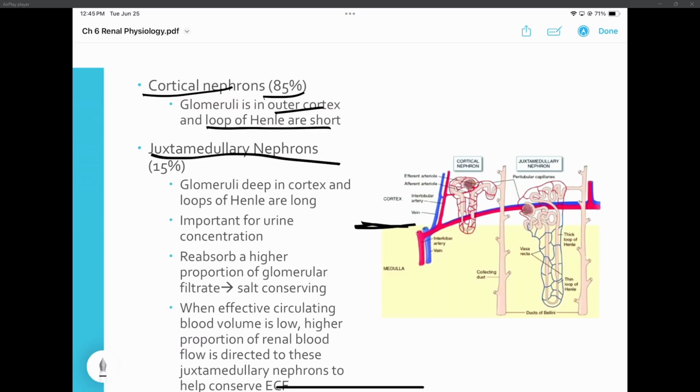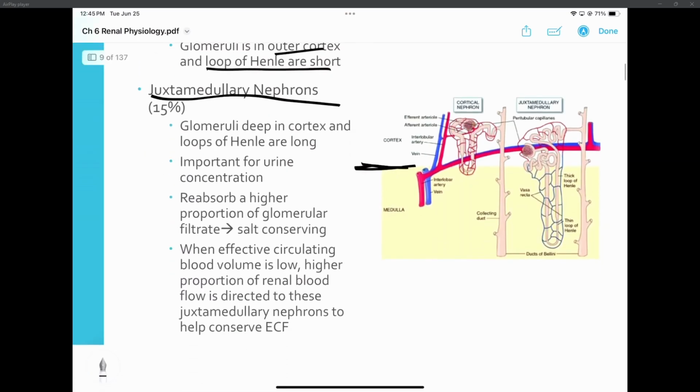Okay, why is this important? For this reason alone. When your effective circulating volume is low, so like low blood volume, not much blood is going to get to the kidneys anymore. So when that happens during periods of hypovolemia, we'll store blood in the vasa recta of these juxtamedullary nephrons to help conserve your extracellular fluid. Remember, that is the main goal of the renal system.